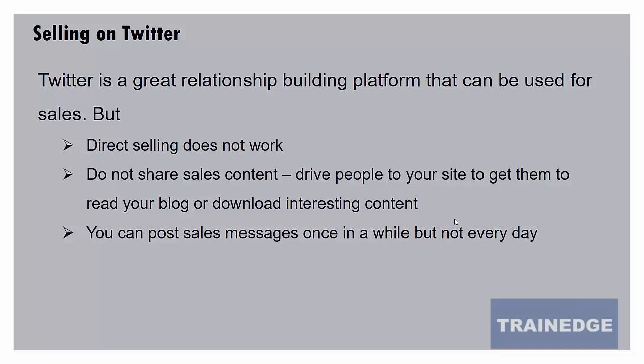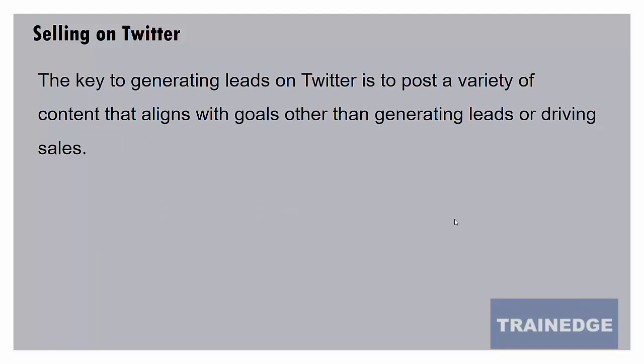So you can sell on Twitter, but you can sell certain kinds of things, and you need to follow an engagement process that slowly moves people towards sales. The key is to post a variety of content, share a variety of content, so you can engage people, get their attention, and get them to visit your website.